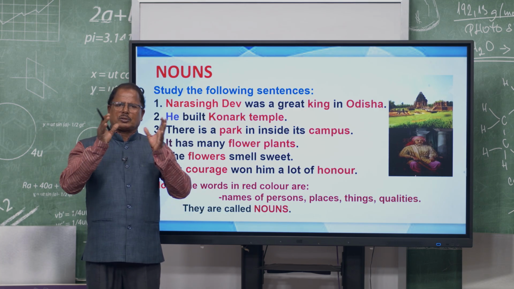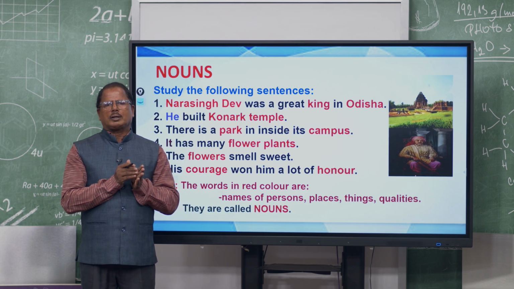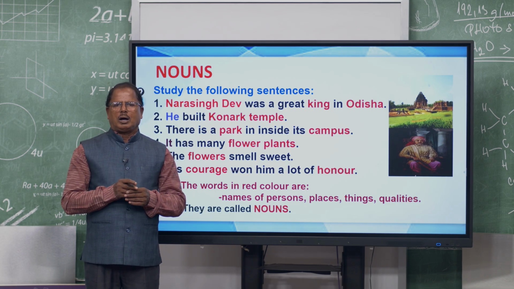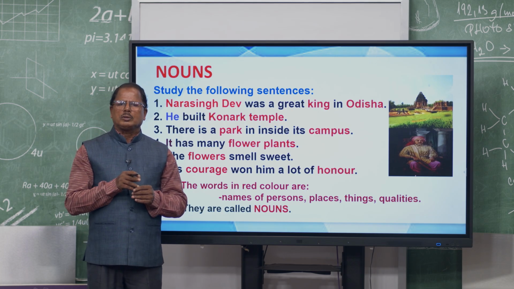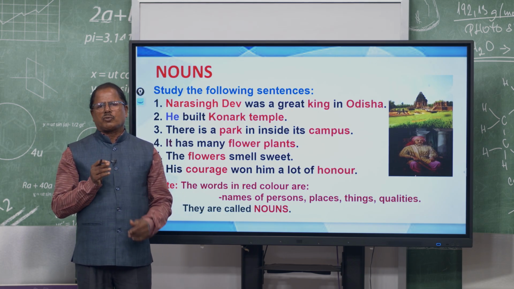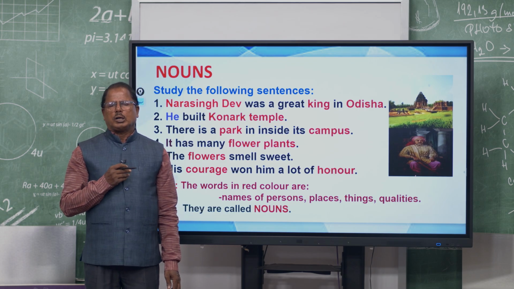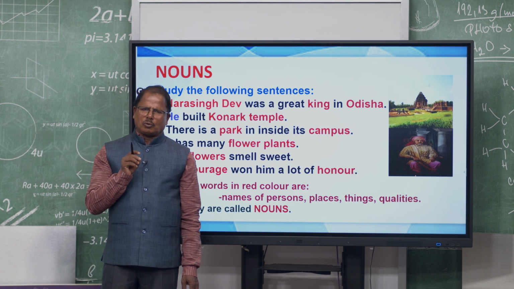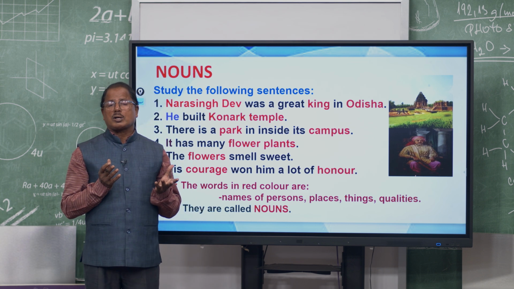A park, that's one type of garden that is also the name of a place, and campus is also the name of a place. A specific surrounded space with flowers and plants. Courage is also a quality, honor, right, you see. So, the names of all these things, and usually what we see, what we touch, everything is a noun.